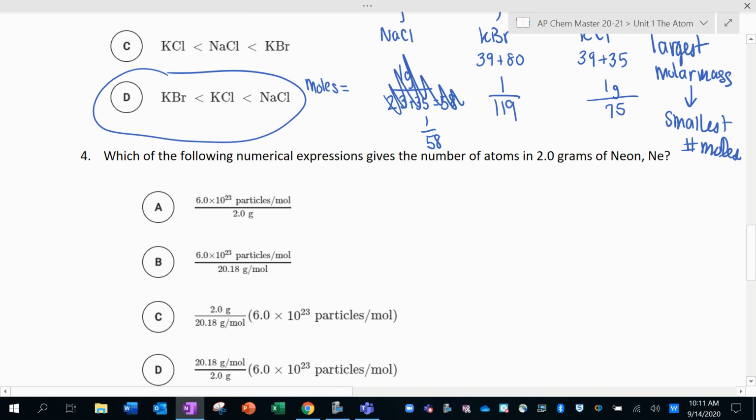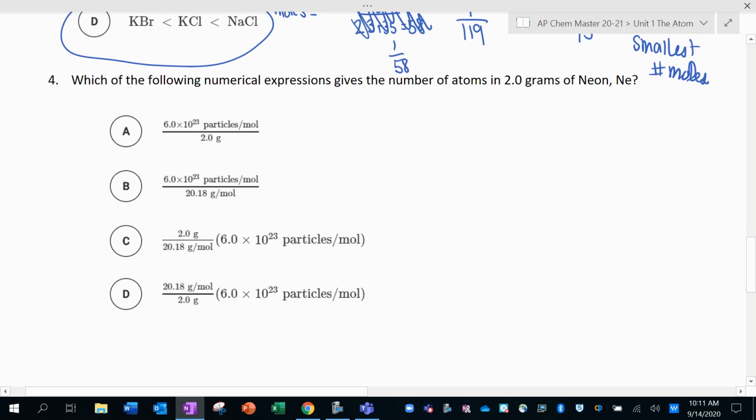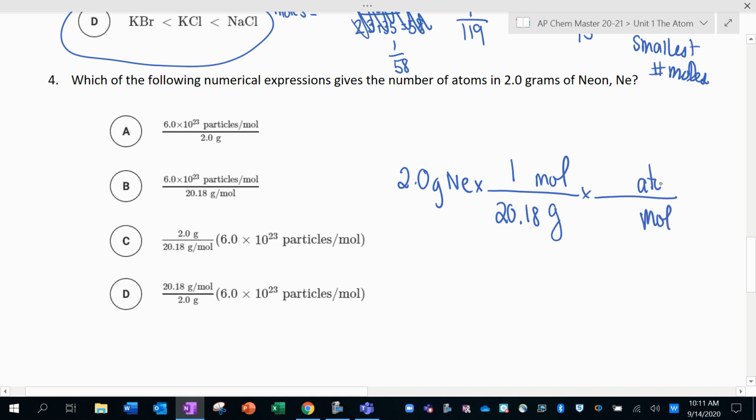And then looking at this last one, we're trying to figure out how many atoms are in 2 grams of neon. So let me set this up. I have 2 grams of neon. And using my dimensional analysis, I'm going to convert from grams to moles. I'm going to use my periodic table. 1 mole of neon weighs 20.18 grams. And then I do one more step, go from moles to atoms. This last step we don't do very often. We more often just go from grams to moles, but this question's asking us about atoms. And we know that 1 mole of atoms is 6.02 times 10 to the 23rd.